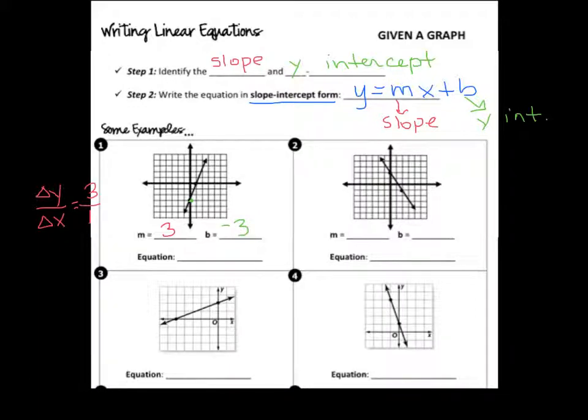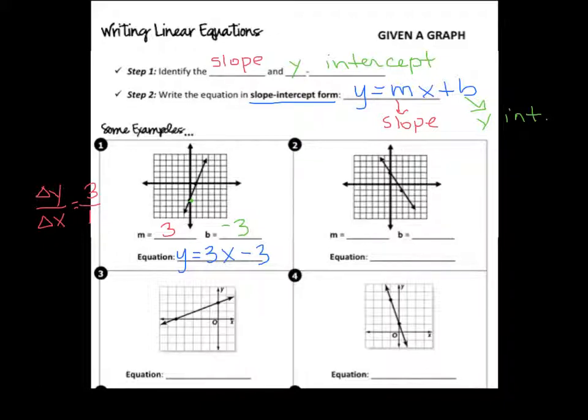Now I just replace the m and the b in slope-intercept form with those numbers. So I have y equals m, which in this case is 3, so 3x. And then b was -3. So y equals 3x minus 3 would be the equation for this line. Okay, let's go ahead and try another one.